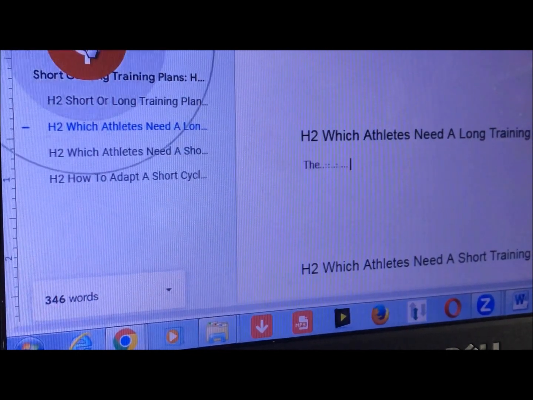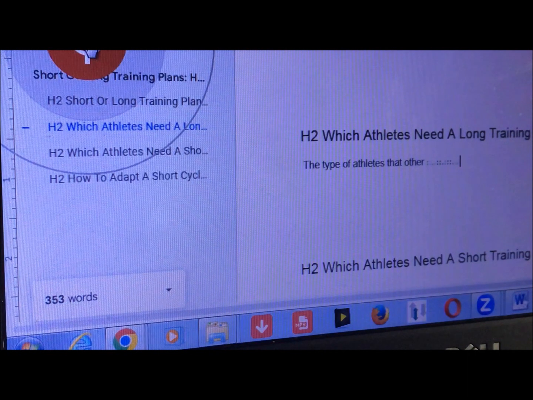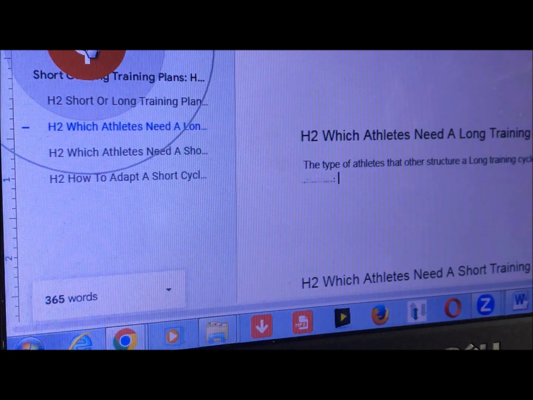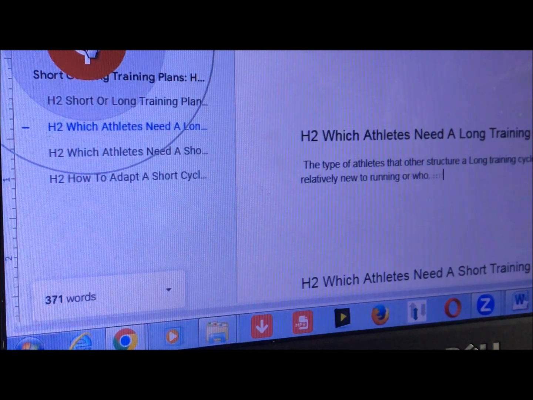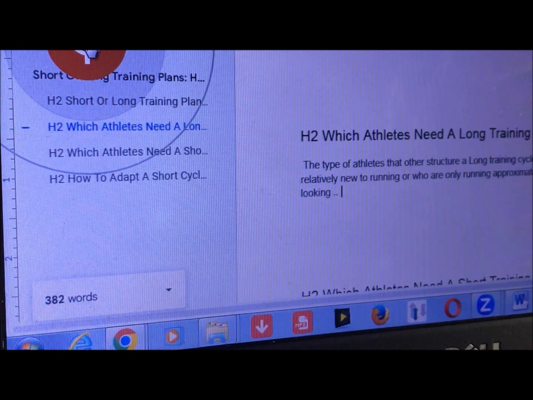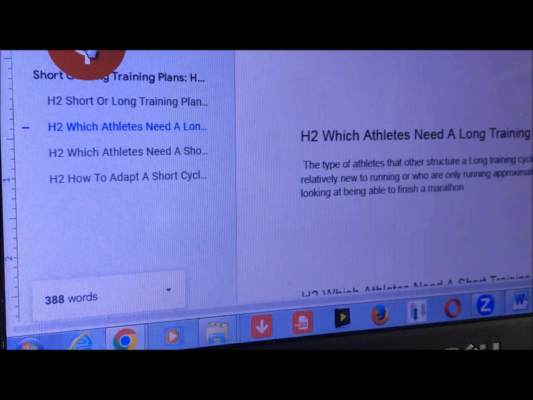The type of athlete that I'll structure a long training cycle for will be those athletes that are relatively new to running or who are only running approximately 20 miles per week and are looking at being able to finish a marathon. Period. New line.